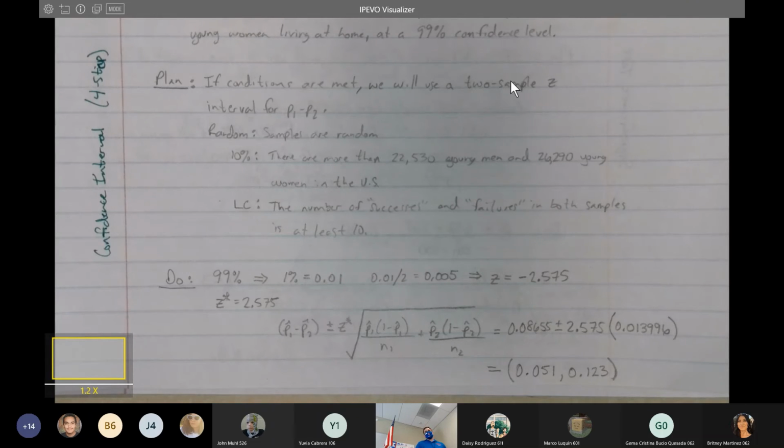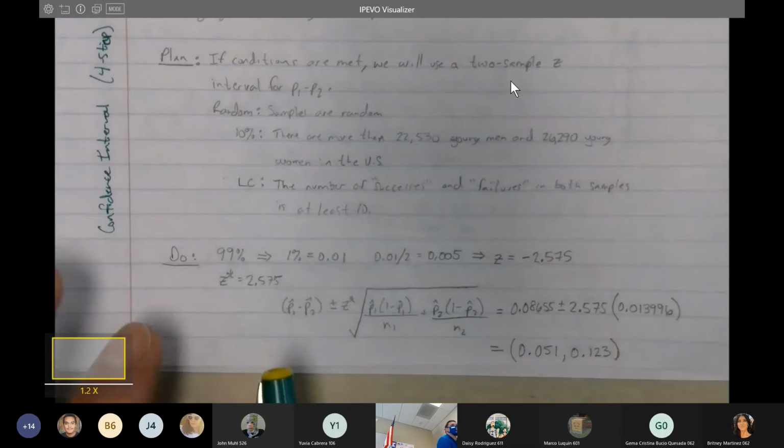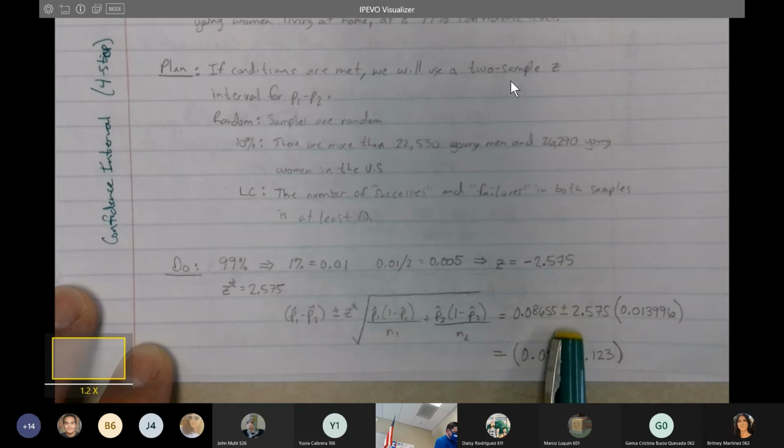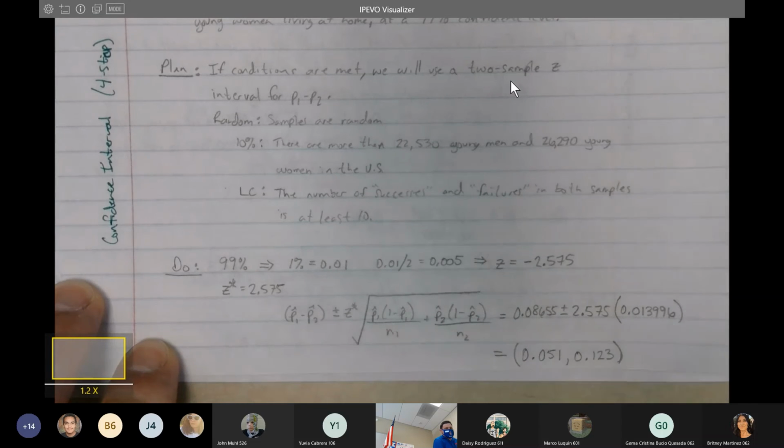We could use the negative number if we wanted, and we would technically get the same results. Positive numbers are just easier to deal with. Then we do our interval, and we have our massive calculation here. This is all the notation that goes into it. We get the results of 0.08655 plus or minus 2.575 times 0.013996, which gives us the interval 0.051, 0.123.